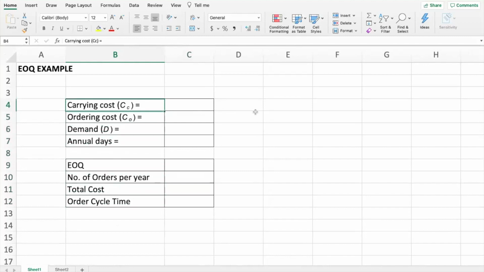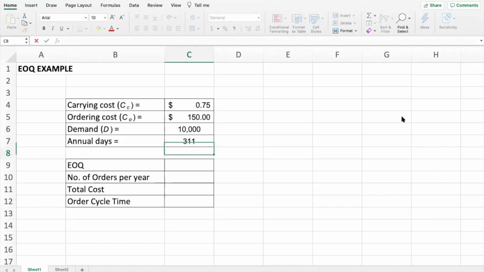So for example, in our example, the carrying cost is 0.75. And then the ordering cost is $150 per order. The annual demand is 10,000. And the annual days for that company, they say, is 311 days. So the first thing we need to do is compute for the EOQ.